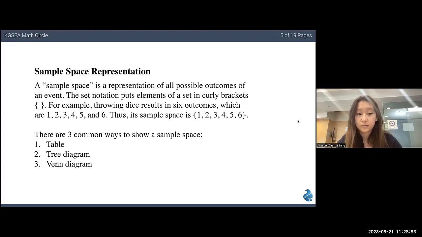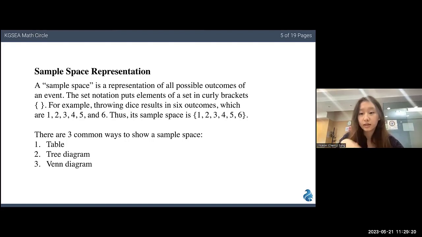Now we'll talk about sample space representation. So sample space is a representation of all possible outcomes of an event. And the set notation would put the elements of a set in curly brackets. So for example, throwing a die results in 6 outcomes, which are 1, 2, 3, 4, 5, and 6. Thus, the set notation of this sample space would be curly bracket 1, 2, 3, 4, 5, 6.